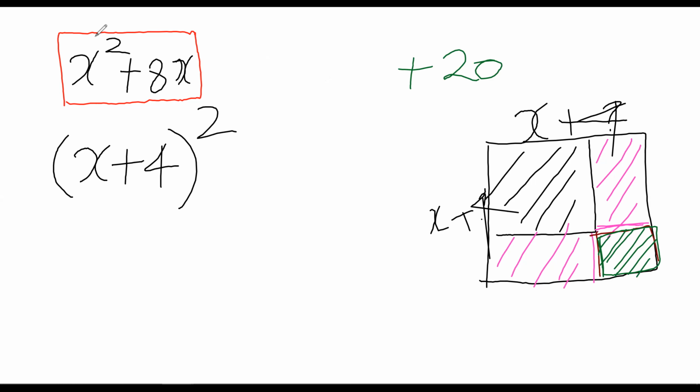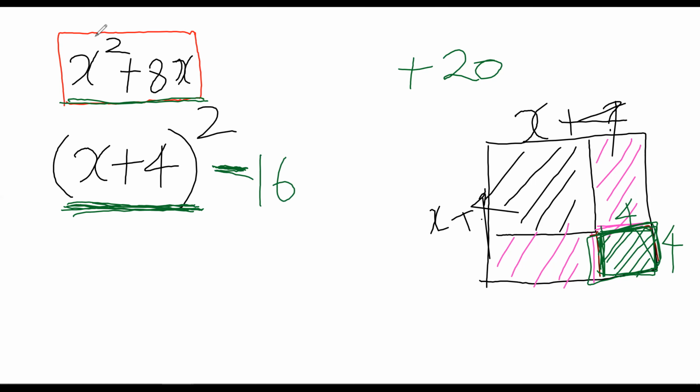Now look at these two. I've written it like this, right? Now, when I wrote x squared plus 8x as this, I have already included this piece in this expression, isn't it? So I have to remove it. I have to minus this piece. How much is that piece? 4 by 4 piece. That's a 16. And then you will have your plus 20.